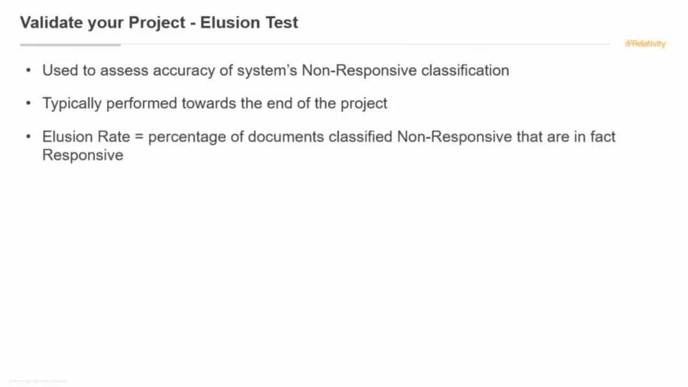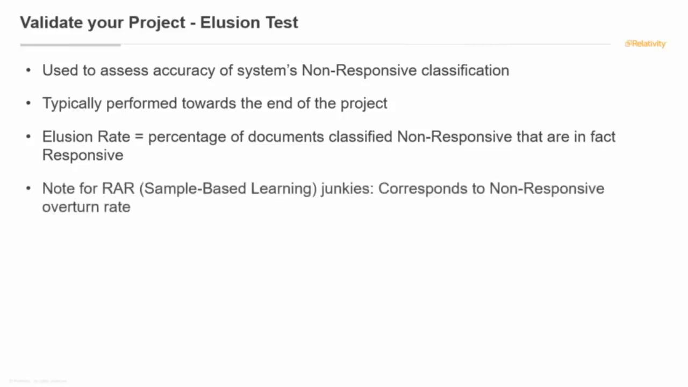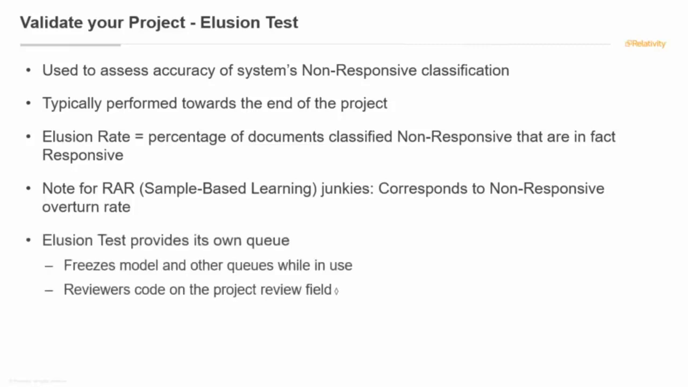And basically it's a measure of the error rate of a predicted non-responsive document, a low-ranking document that hasn't been seen yet. What is the chance that it's actually responsive? If you came from RAR experience, this is basically a non-responsive overturn rate. That's the RAR terminology for this feature.